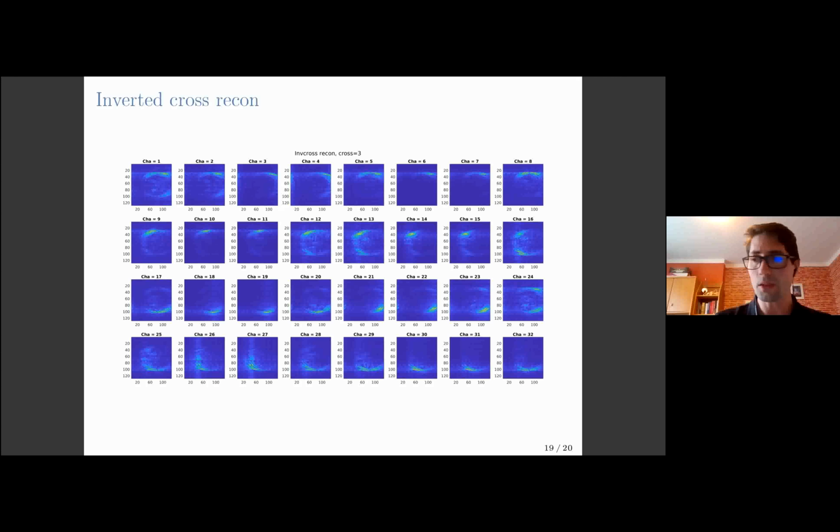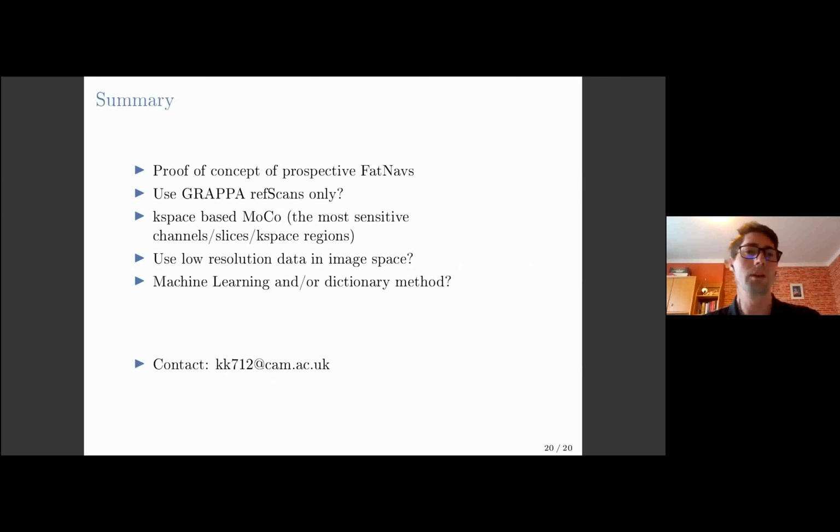So just to wrap up, we got the proof of concept of prospective FatNavs, and now the only thing is to optimize the performance, and yeah, just to invite you for discussion, and I'm really curious, what do you think about those approaches that we are testing at the moment?